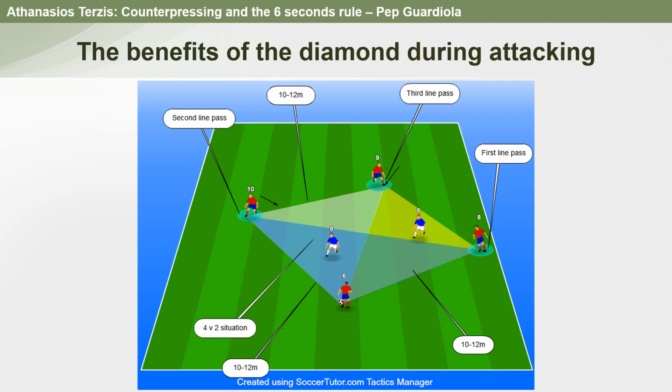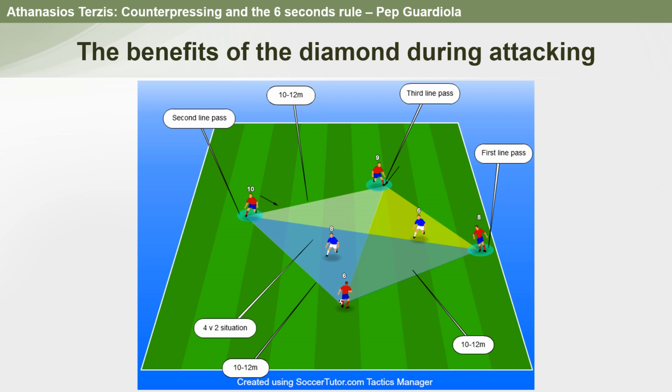Let's move now to the benefits of the diamond during the attacking phase. Let's use the previous setup and take the diamond created between number 6, number 8, number 10 and number 9 of Barcelona. This specific shape has many benefits during the building up.